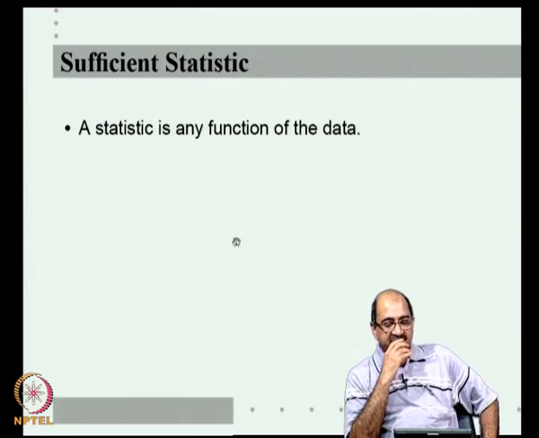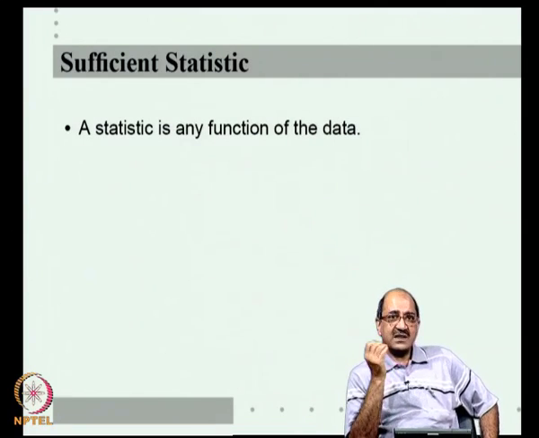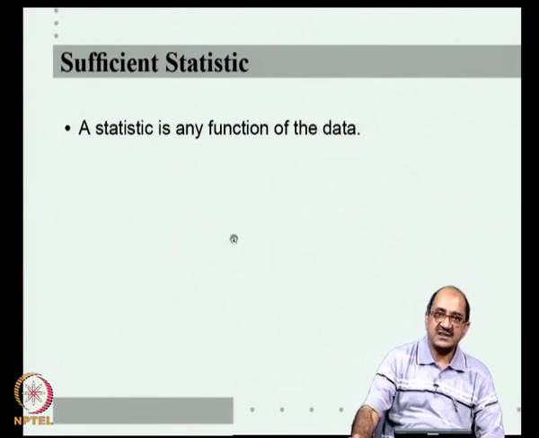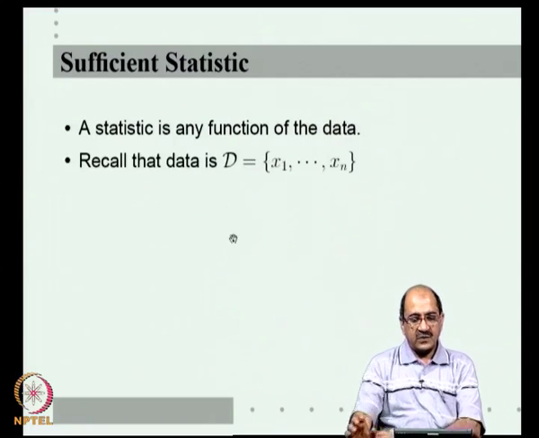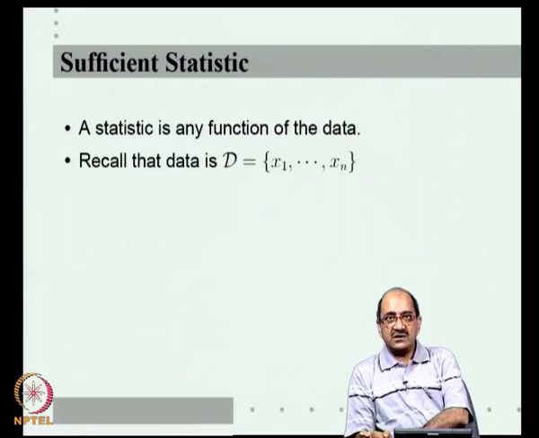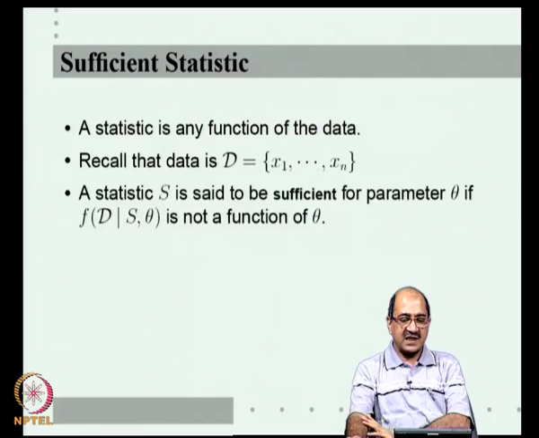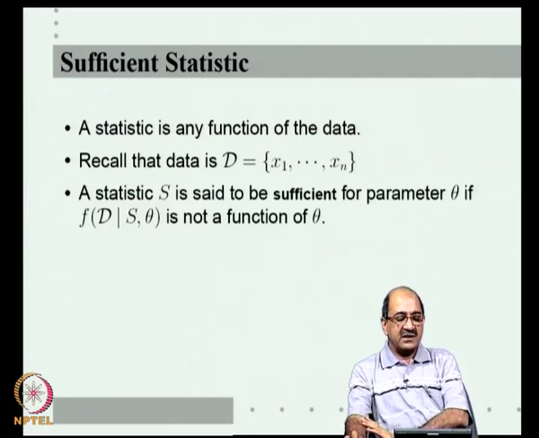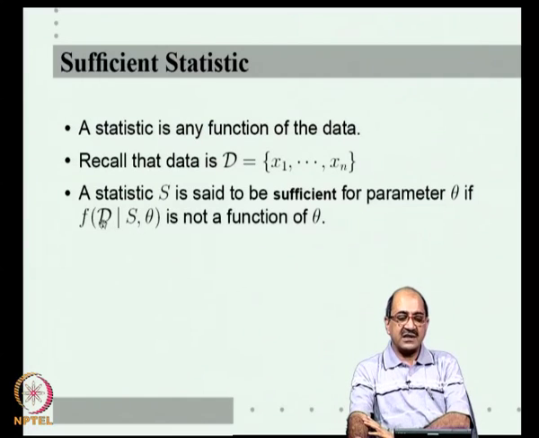So, let us define sufficient statistic. A statistic by definition is any function of data. Given data x1 to xn, any function of x1 to xn is called a statistic. A statistic S, which is a function of x1 to xn, is said to be sufficient for a parameter theta if the density of D, that is the data, conditioned on the statistic S and theta is not a function of theta.